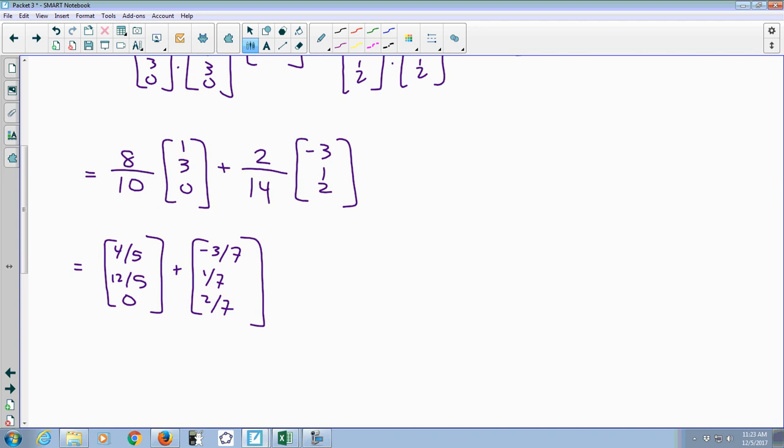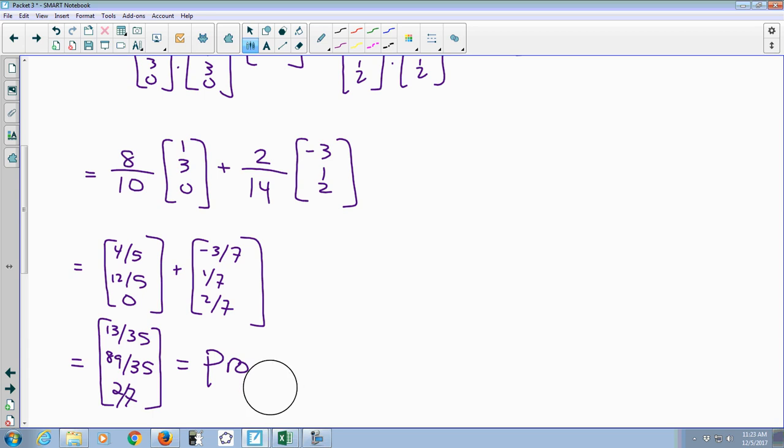Okay, so then I'm going to add these two vectors together. You need to get a common denominator, or just let your calculator do that. 13 over 35, 89 over 35, and 2/7. So that's my y hat. That is the projection of y onto space W, which is the span of u1 and u2.